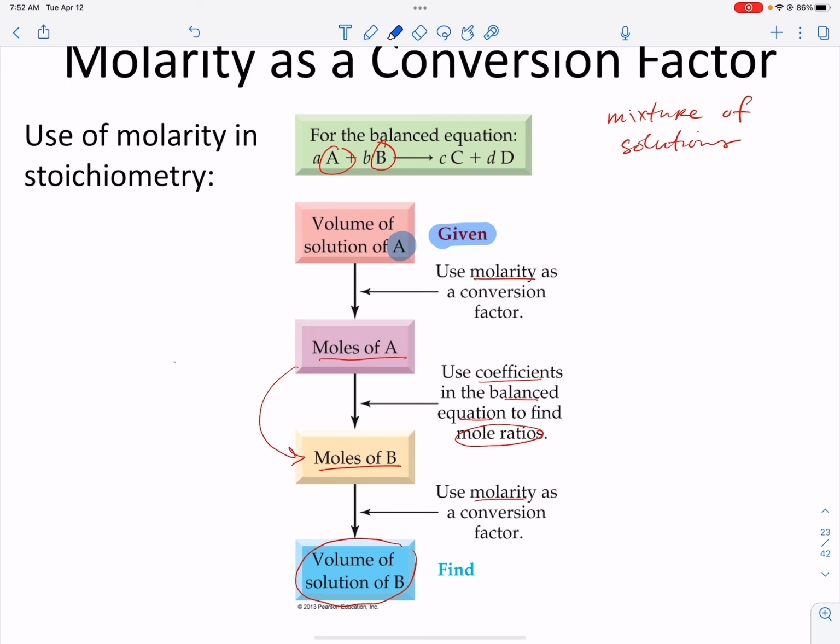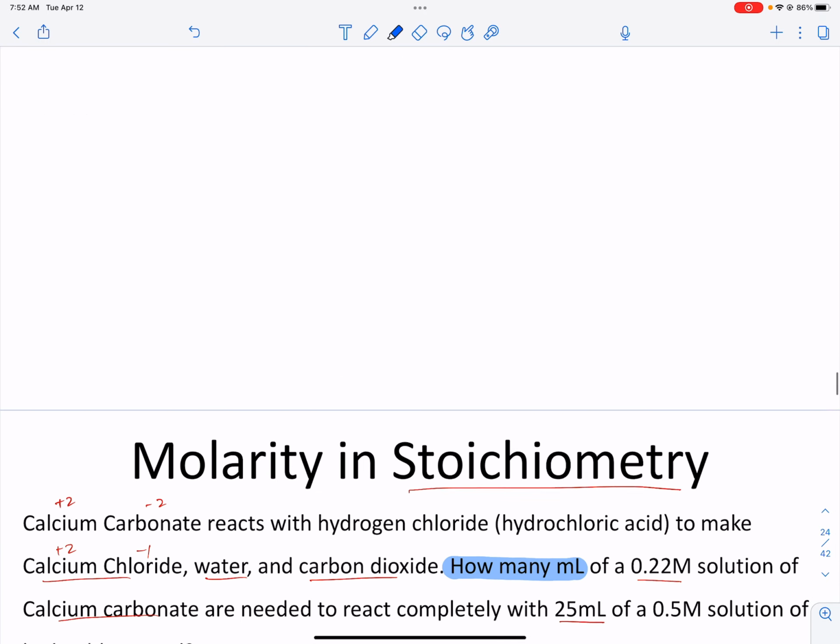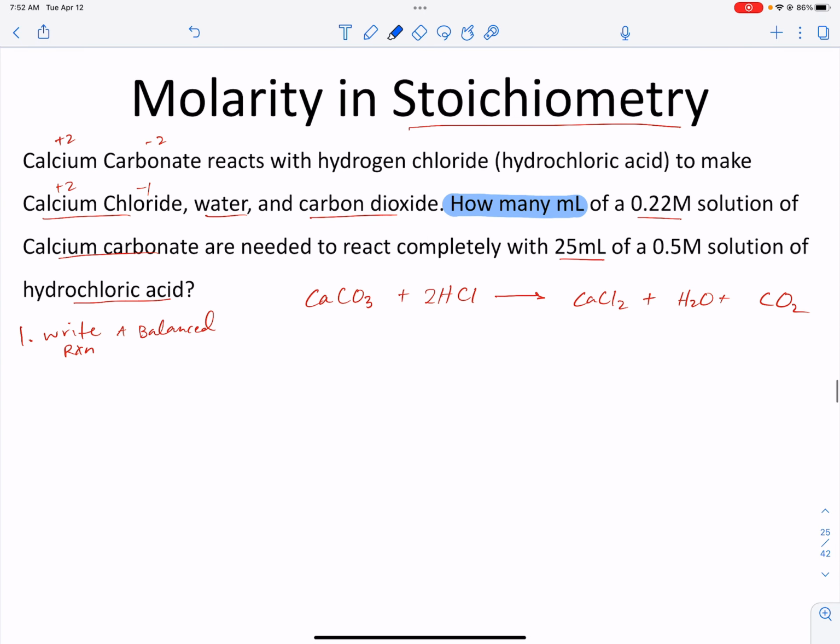The only reason it's saying A here is because it's trying to get you to think about this generic reaction up here. We don't have any A's or B's or C's or D's in our equation, we have actual molecular formulas. So I want you to find the one volume that you're given and write that down. That's what you're going to start with. So if you're looking through the problem, the only place I see a volume is right here, 25 milliliters.